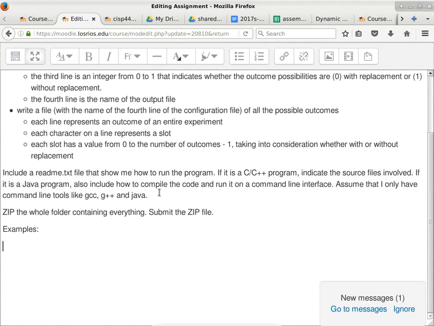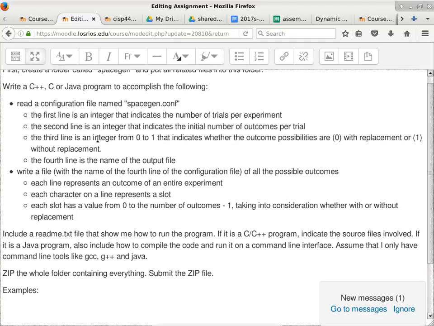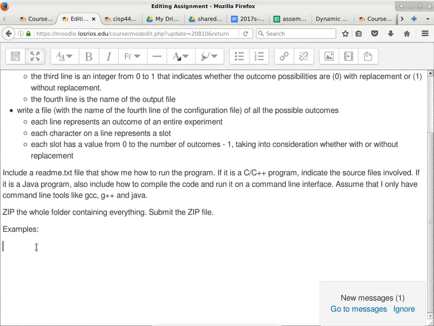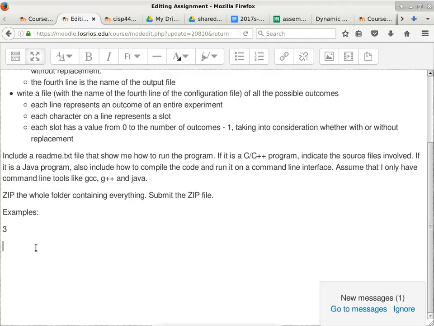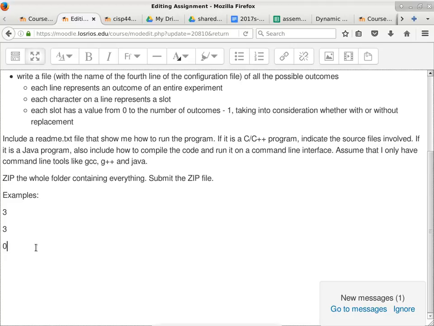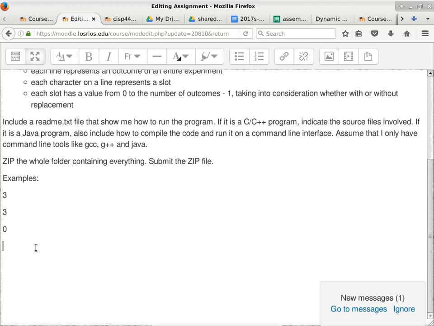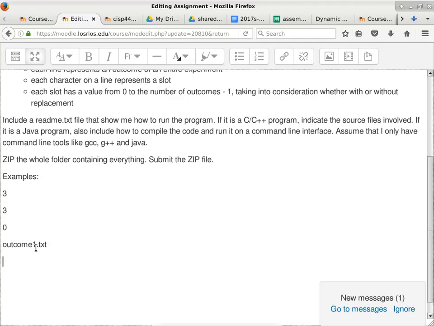Okay, the configuration file says, let me read my own documentation here. Number of trials, number of outcomes. Okay, all right. So let's say we have 3 trials per experiment, and then we have 3 possible values per trial, and it is with replacement. So I put a 0 here on the third line, and then the last one is going to be the name of the output file. So I'm going to call this outcome1.txt.